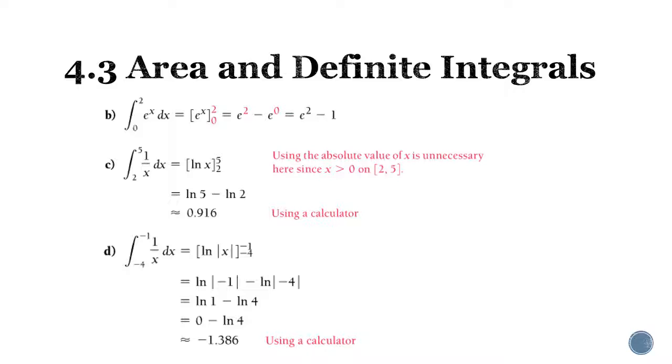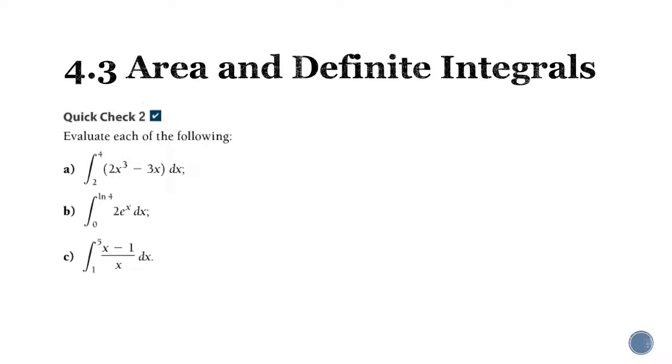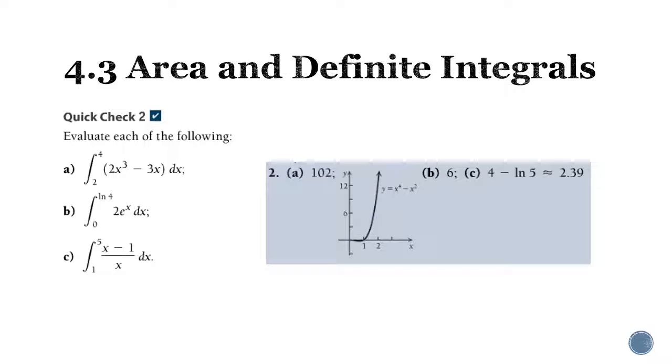By the way, it may seem strange that we have a negative value for an area. We're going to talk about that in a minute. It is possible. All right, try these out. For part C, I would split it into x over x minus 1 over x. Pause the recording, give it a try, and resume to check your answer. Okay, you see how they look here.